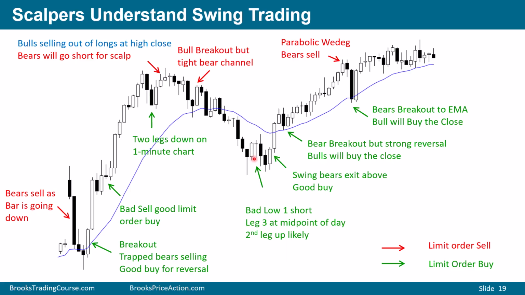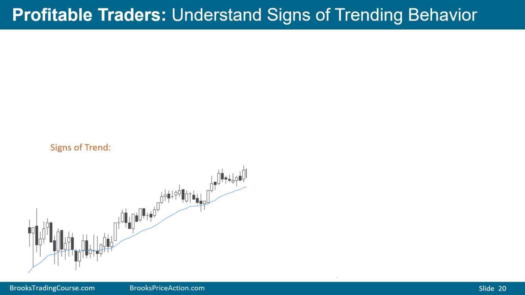Bad low 1, bulls will buy. Second entry buy, right here, bulls will buy above it. Bulls will buy the first bear close. Parabolic wedge, bulls start selling out of longs, testing the high close. Big bear bar at the moving average, bulls will buy it. And there's several other examples not listed. Profitable traders, they understand signs of trending behavior.